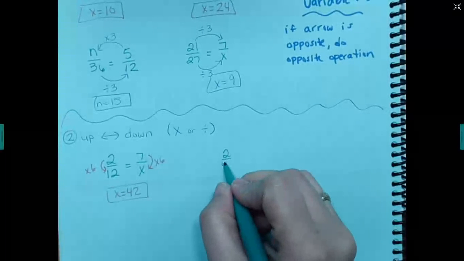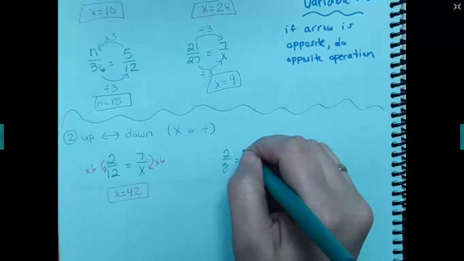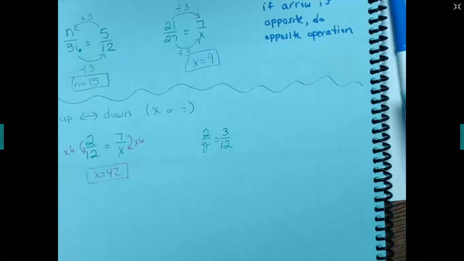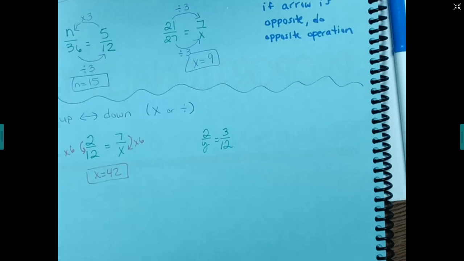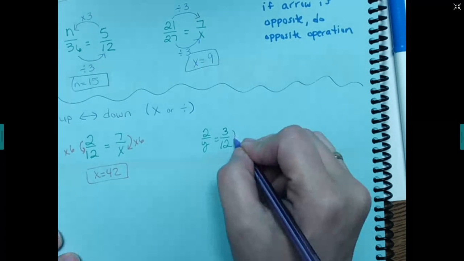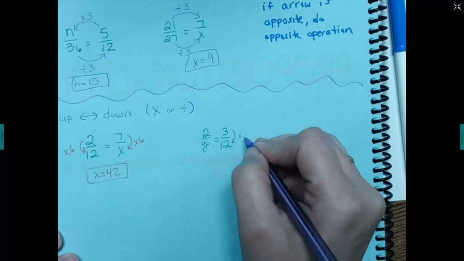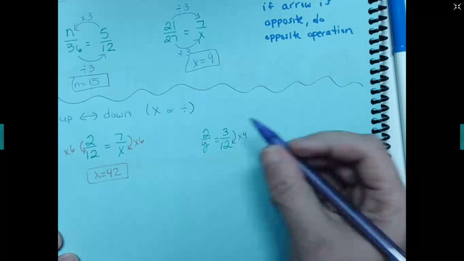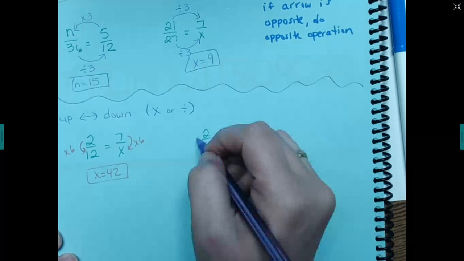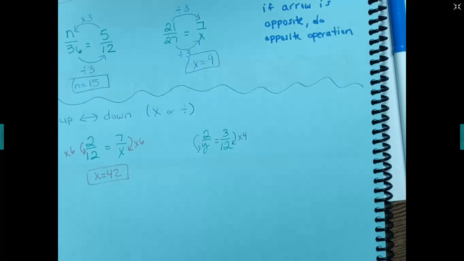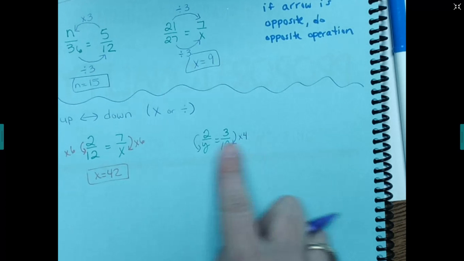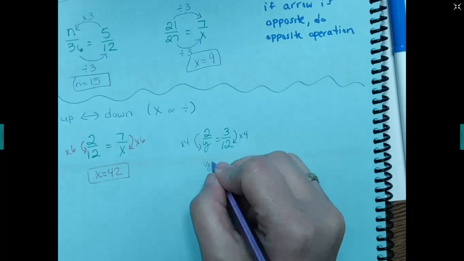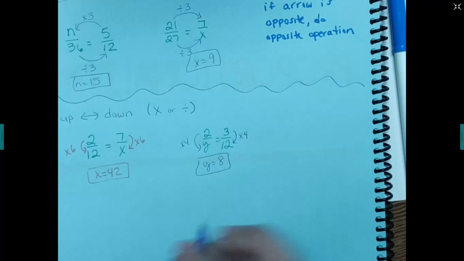Okay, look at the next one. 2 over y equals 3 over 12. This time I have to look over at my left. From 3 to 12 is times 4. So on the opposite side, I'm doing the same thing. They're both pointing down, so I do the same operation, which is times 4, and y is equal to 8.